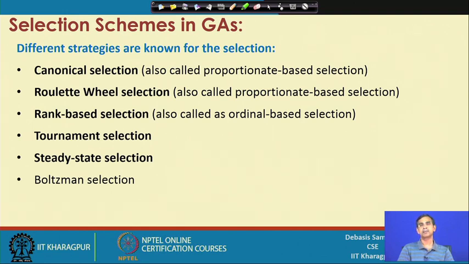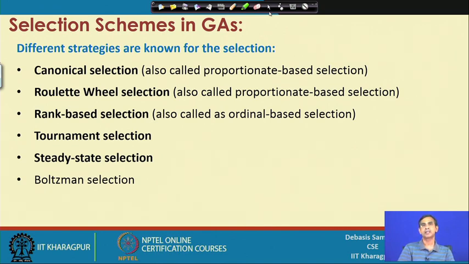Now, we will discuss different selection methods, that is, depending on survivability or some other procedure, how from a given population the best solutions can be selected for the mating pool. We will first discuss the canonical selection. So, first we will discuss the canonical selection.